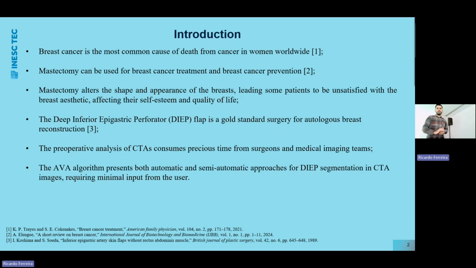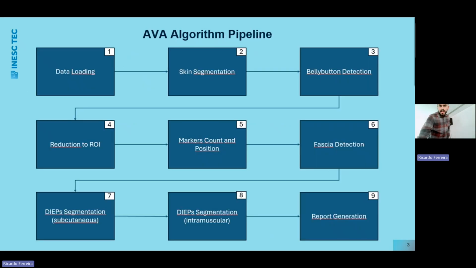So a way to evaluate this is by analyzing CTAs or CTs for short. But that's very time consuming for the surgeons and the medical imaging teams. And this algorithm, the AB algorithm, tries to make it way faster in an automatic way, and partially also in a semi-automatic way. I'll explain next.